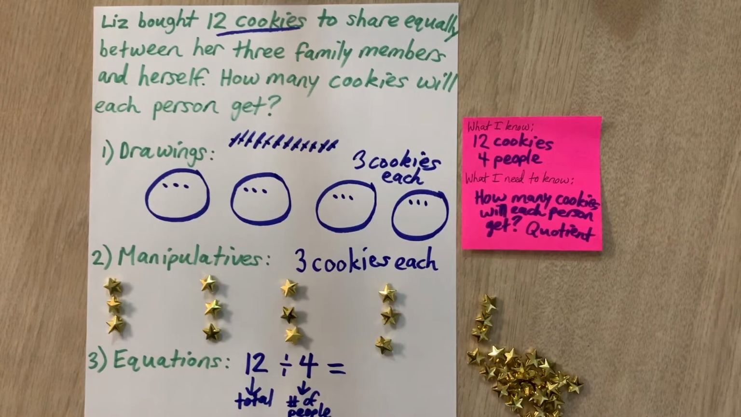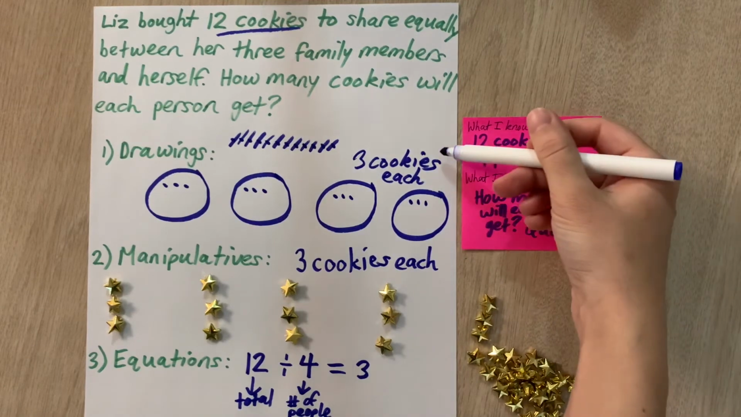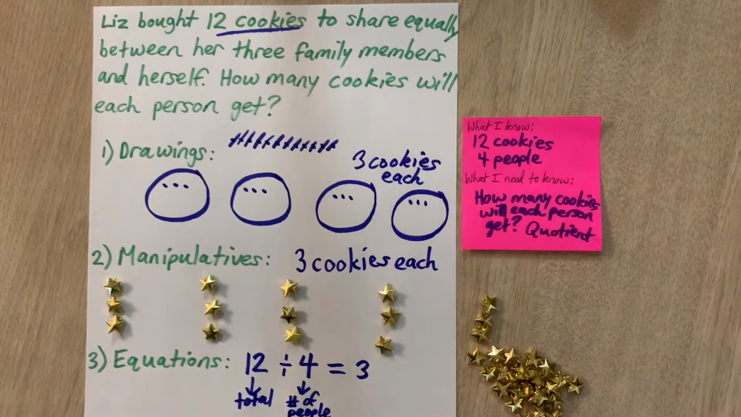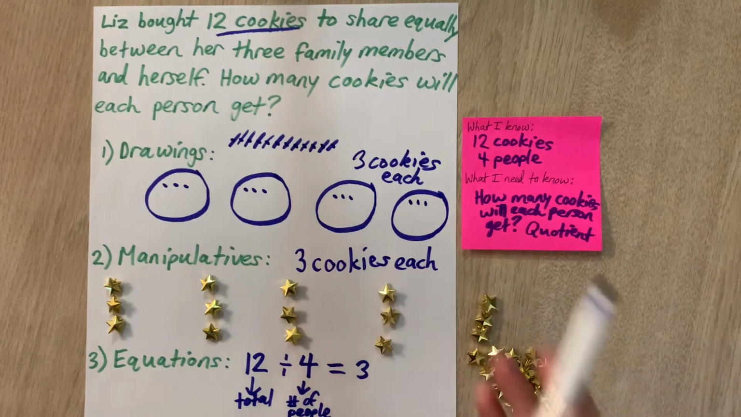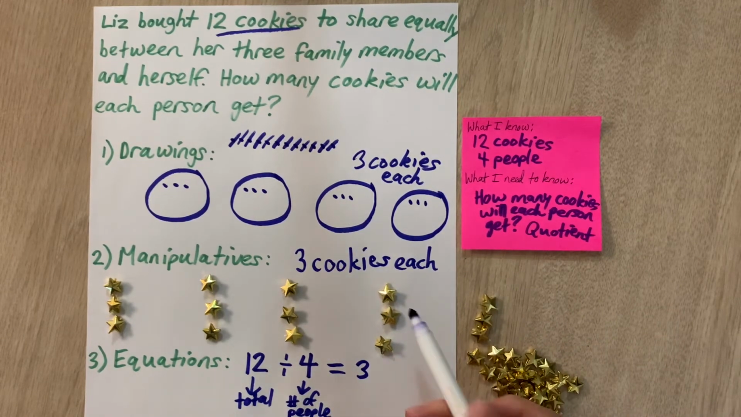So if you know your division facts, then you know that 12 divided by 4 equals 3. And if you don't know your division facts, that is also okay, because we already figured it out using our drawings and manipulative strategy. We already figured out that when we drew, we found 3 dots, or 3 cookies, in each group. And when we used our manipulatives, we found 3 gold stars, or 3 cookies in each group. So that's how we figured out that 12 divided by 4 equals 3.